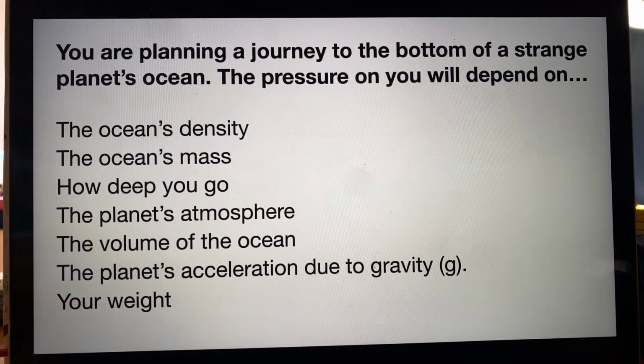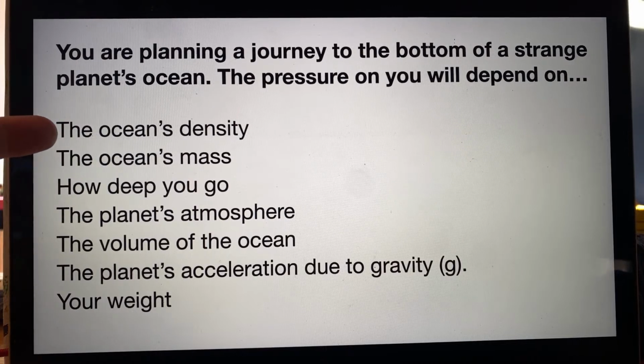You're planning a journey to the bottom of a strange planet's ocean. You're on a different planet where maybe gravity is different. There's an atmosphere and there's an ocean. You want to go down to the bottom of the ocean. What does the pressure on you depend on as you go down and down into that planet's ocean? It's more than one of these.